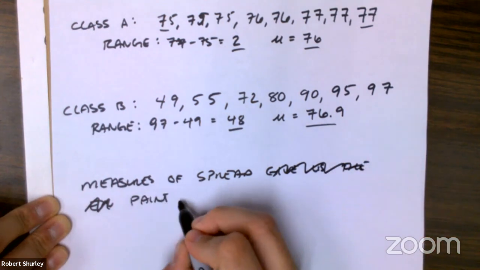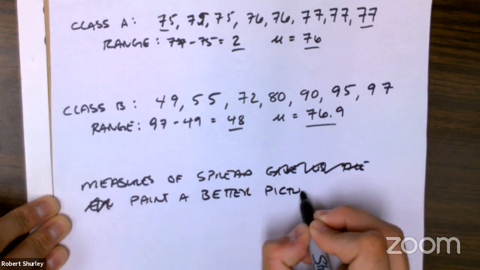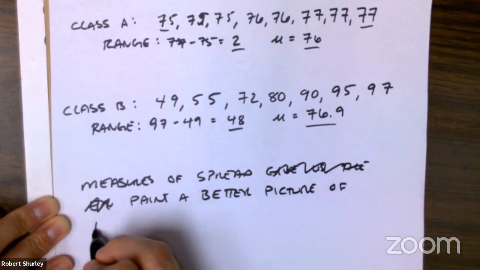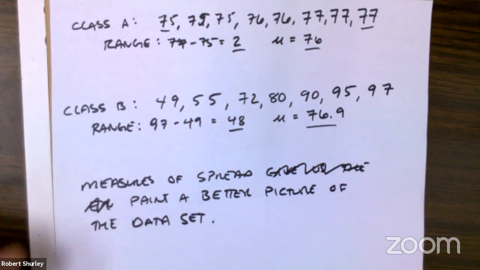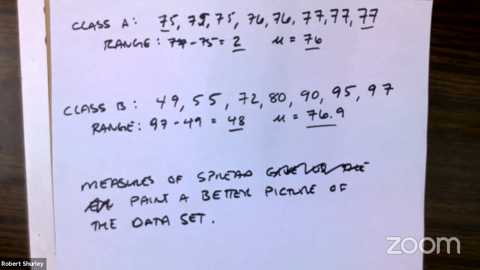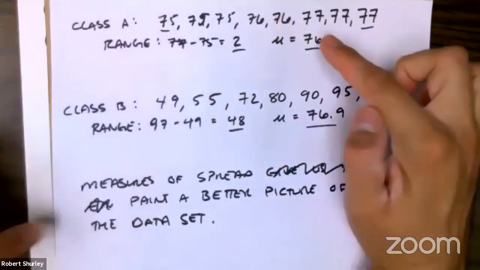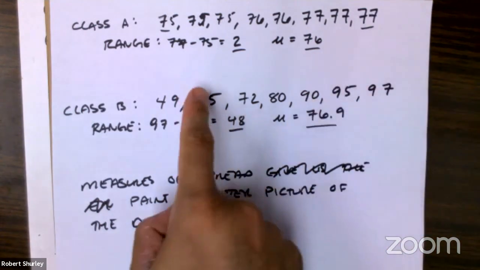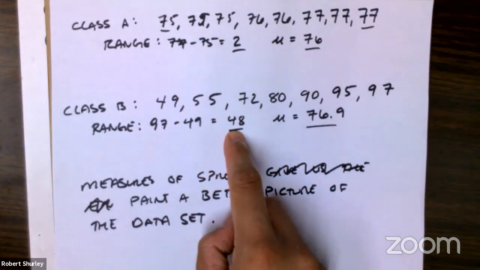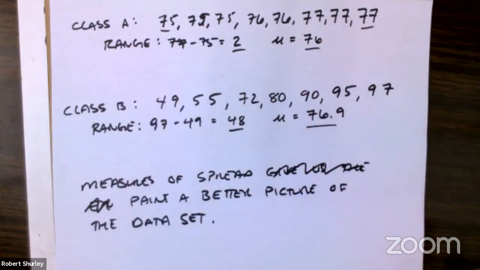Paint a better picture of the data set. That's a good way to put it. Measures of spread paint a better picture of the data set, okay? And we can see that quite clearly here. If all you knew were the measures of center, you're not going to think anything's different. The measure of spread, though, tells us, whoa, this range is 48 compared to 2. We got a tight class. We've got a class all over the place here, okay?